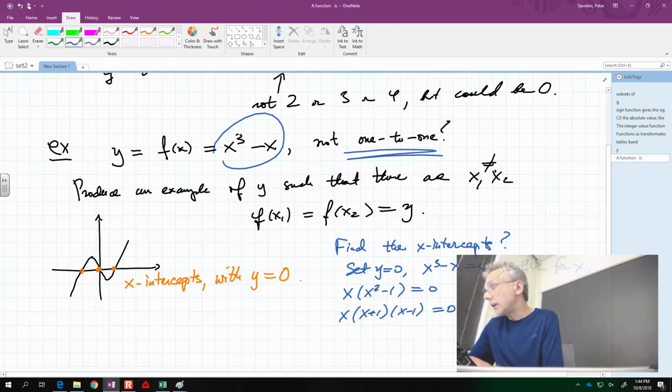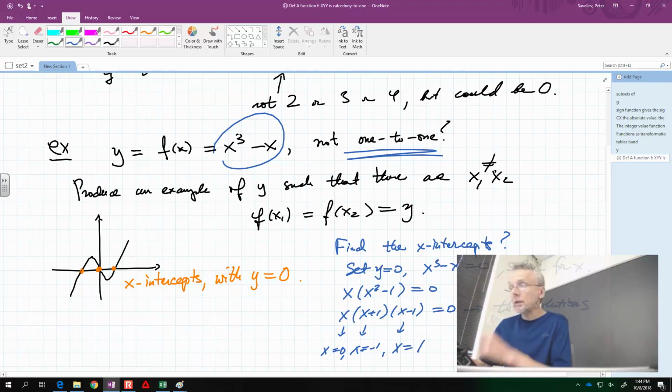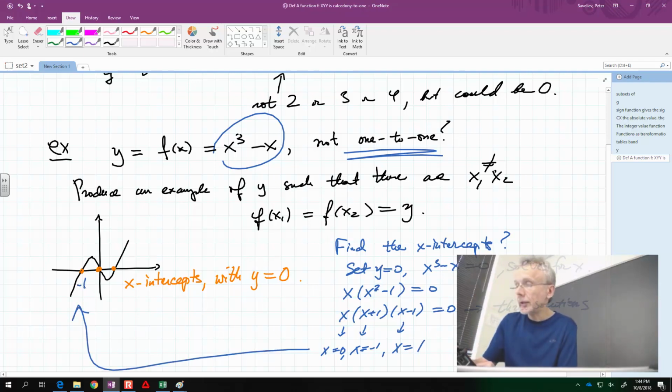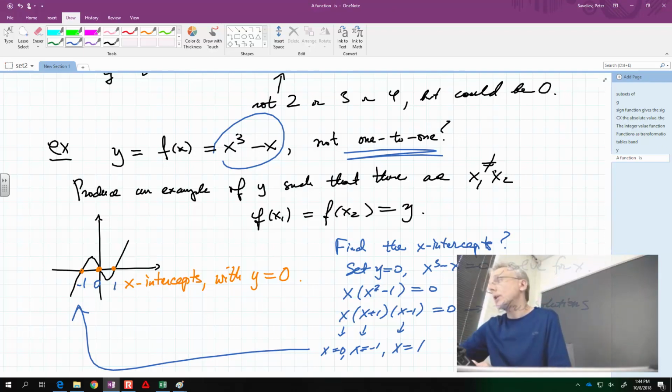And that gives me 3 answers. What are the 3 solutions? Corresponding to each of the 3 factors. That's right: 0, -1, and 1. Okay? So these are the 3 x-intercepts right here: -1, 0, and 1. So we have proved that it is not one-to-one, even though it is onto.